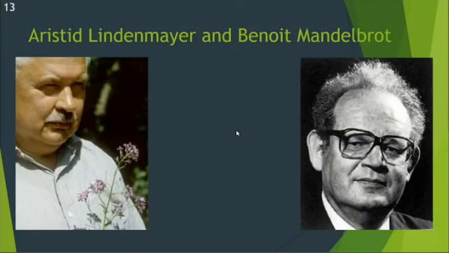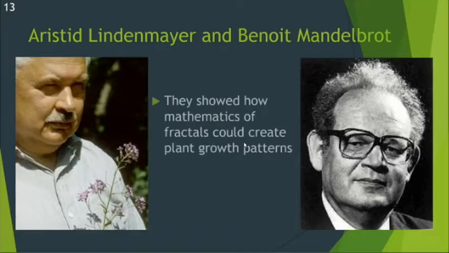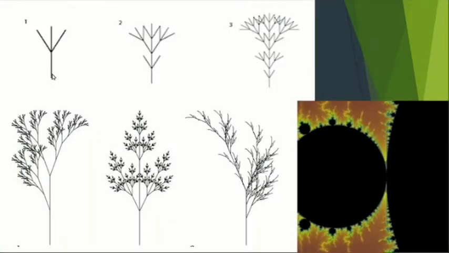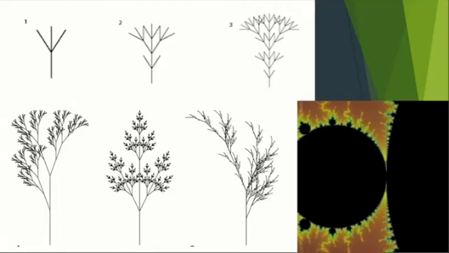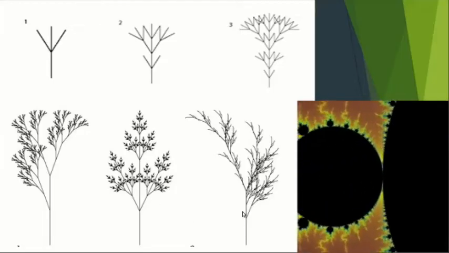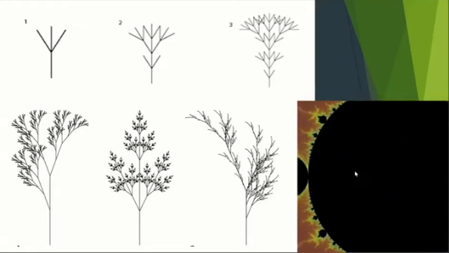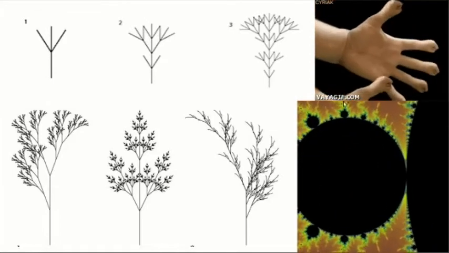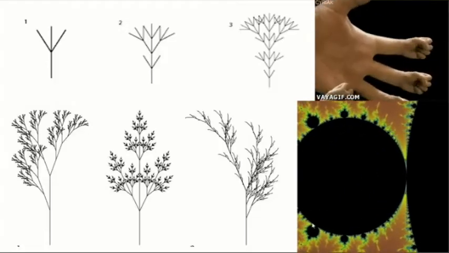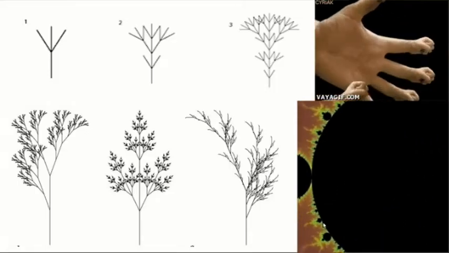Si Aristid Lindenmayer and Benoit Mandelbrot naman ay pinakita na ang math of fractals ay pwedeng i-create yung growth patterns ng mga halaman. Example niyan is yung tinatawag nating trees and yung patterns nung pagkakaroon ng mga sanga-sanga ng mga halaman. Ito naman yung tinatawag nating Mandelbrot fractals. Kita natin na yung patterns ay continuous lang hanggang tayo ay nagzo-zoom.